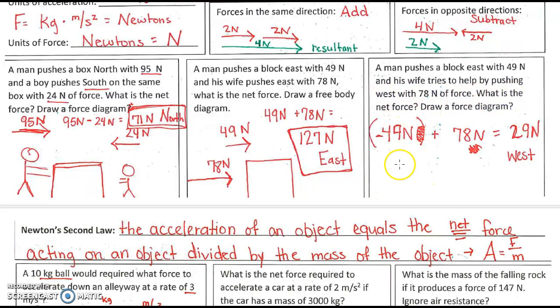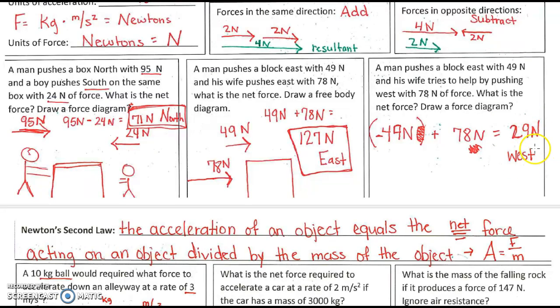Draw a force diagram. So I didn't draw the diagram here. You can add that in. But again, we have a force east and a force west, which puts them in opposite directions. In this problem particularly, I have defined east as being negative, so we see a negative 49 newtons plus a positive 78 newtons to give us 29 newtons west.